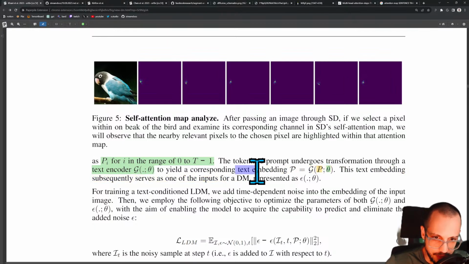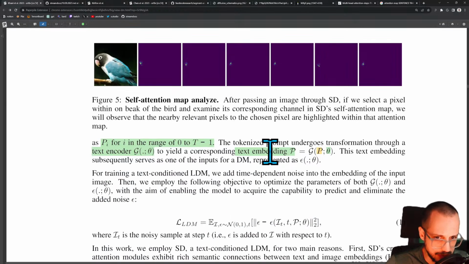I generally don't like it when people overload variables like this, where P means something and then script P means something different. I feel like that generally just confuses people, but I don't know, we'll give them that.